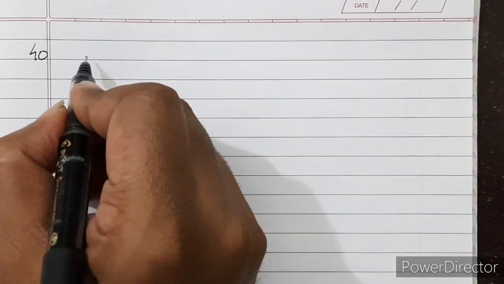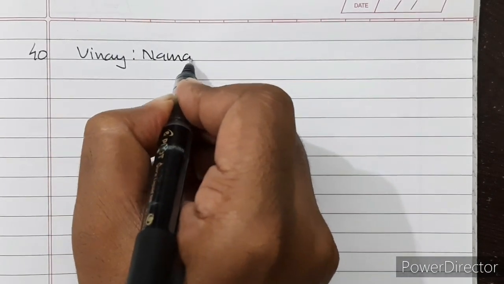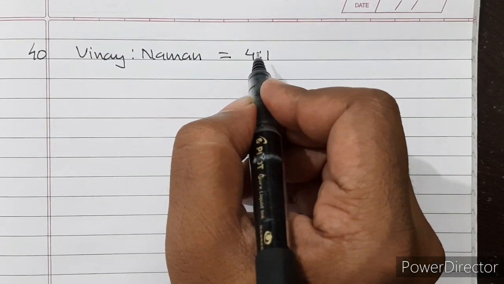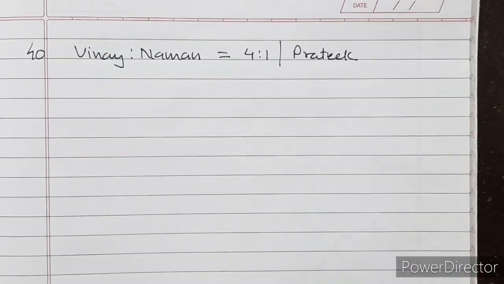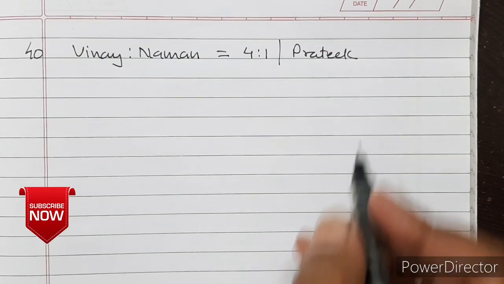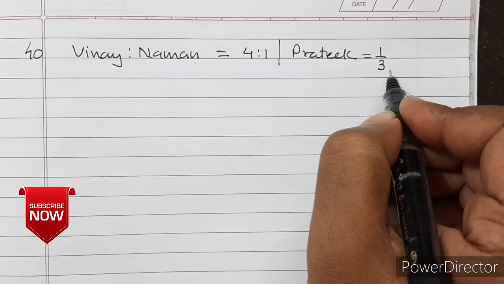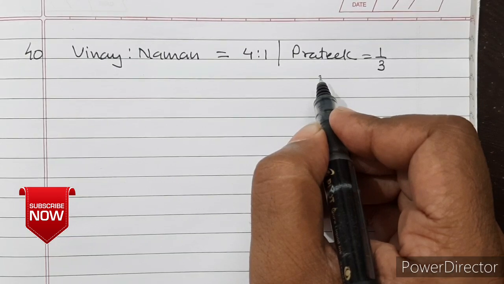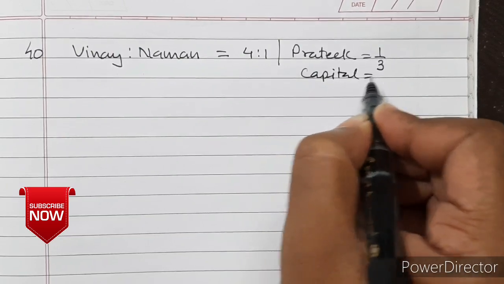So solution 40. There are two partners, Vinay and Naman, and their profit sharing ratio is 4:1. A new partner is admitted, Pratik. So Pratik is getting 1/3 share in the profits, and Pratik is bringing a capital of rupees 1 lakh.